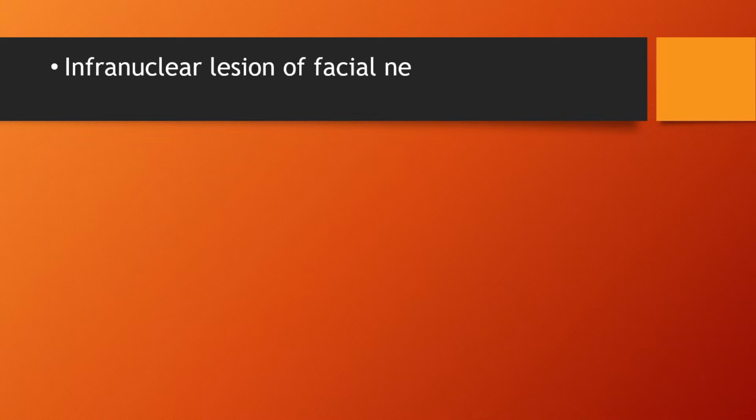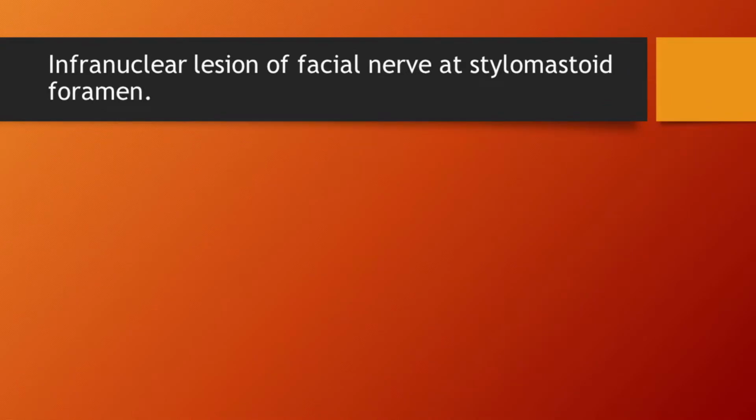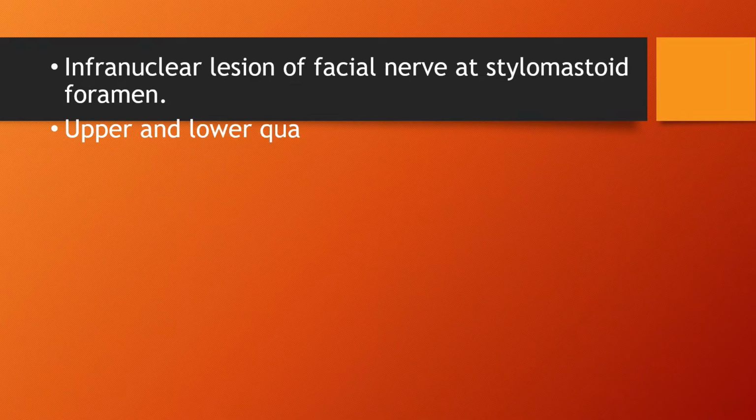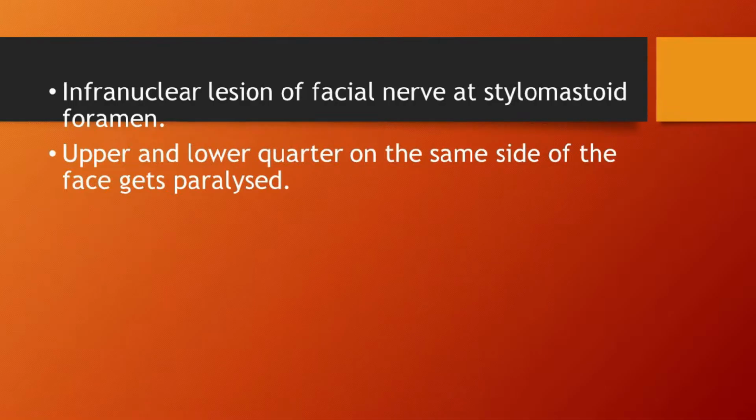There are three introductory points. Those are infranuclear lesion of facial nerve at stylomastoid foramen. So basically, the facial nerve consists of the extracranial course which appears from the stylomastoid foramen. That is, the lesion involves the motor nucleus of the facial nerve. Now, the upper and lower quarter on the same side of the face gets paralyzed. That is, it is an ipsilateral paralysis.